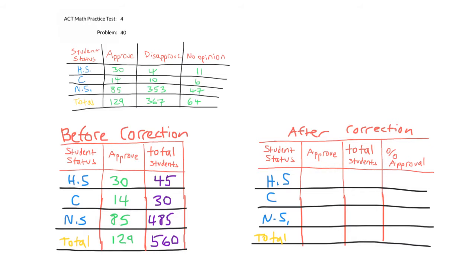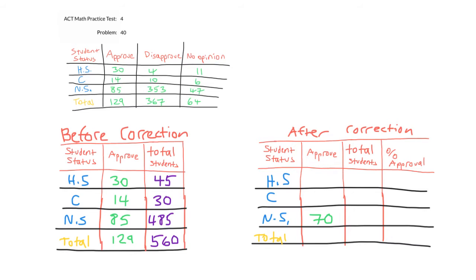So what we're going to do is represent the changes over here. 85 minus 15, clearly that will be 70. Okay, so 70 non-students approve. Now, we know that we're adding 15 total students to these two numbers, but we don't know how many students we're adding to 14 specifically, and we don't know how many students we're adding to 30 specifically. So we're going to need two separate variables to represent that.